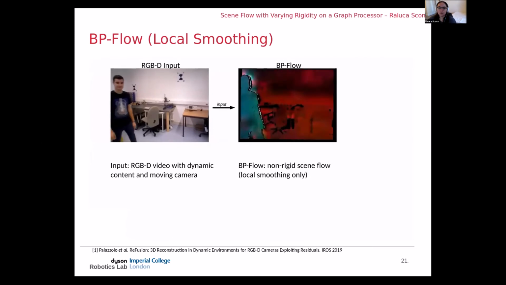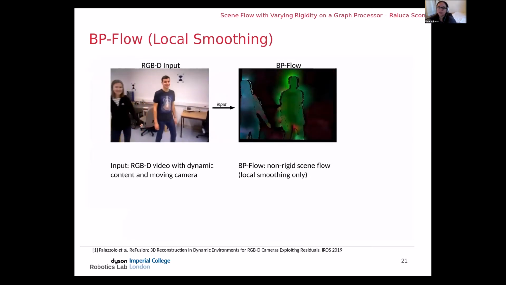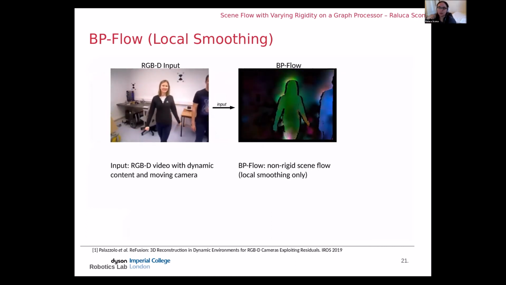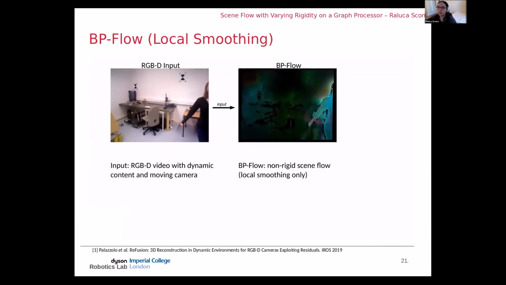I would like to show a qualitative result of BPFlow. On the left is our input, which is a stream of 2 people moving sideways, where the motion of the camera is just very slight. And on the right, we show our flow estimation result.